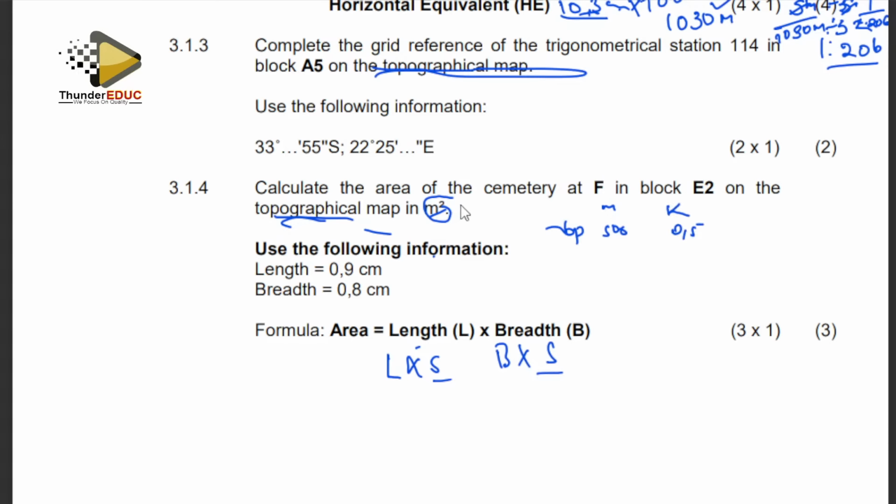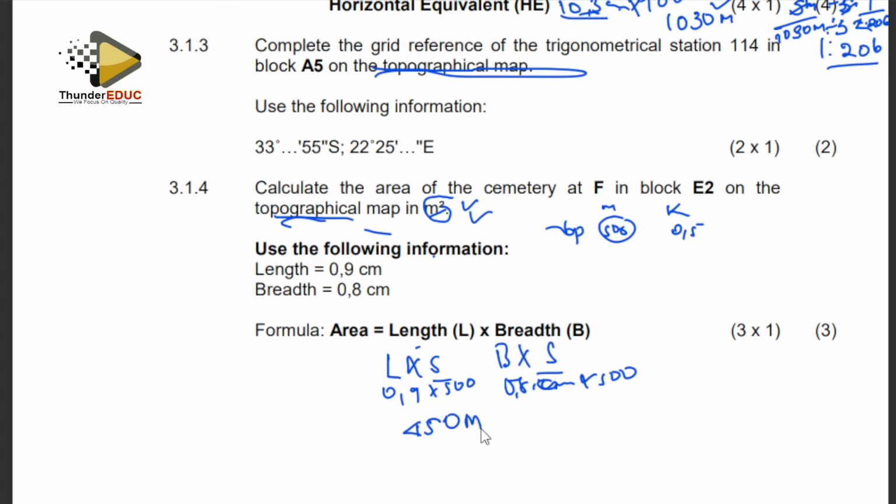Because in this question they want the answer in meters, what are we using? 500. So what are you going to say here? 0.9 times 500. And here we are going to say 0.8 centimeters times 500. That is why it is 3 marks, because they want to see if you can be in a position to convert. Is that okay? So we multiply there. What do we get? 9 times 5 is 45. How many zeros do we see? We take 1 zero because of the decimal place.